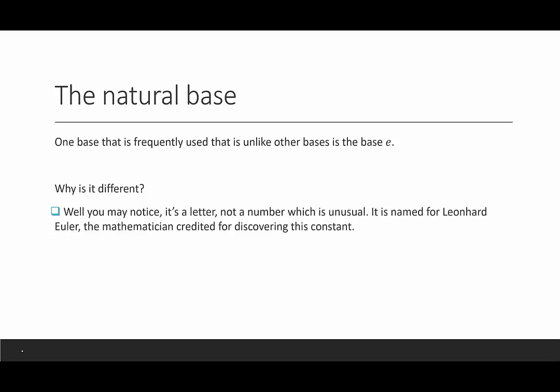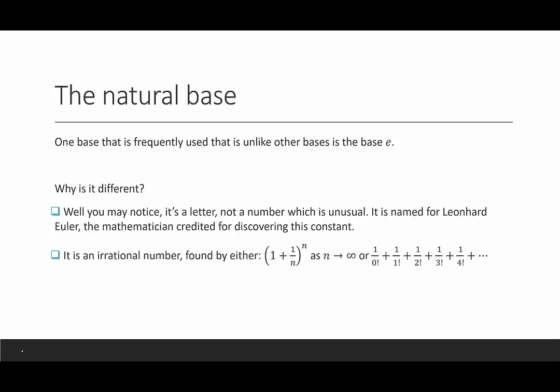Whoever decided to use e, they decided this because it was named for the Swiss mathematician Leonhard Euler, who's credited for discovering this constant. So it's an irrational number, as I stated, and we can find the approximations for it in one of two ways. If we look at 1 plus 1 over n to the n, as n gets bigger and bigger and bigger, that's going to get us really close to this Euler constant. Or if we do 1 over 0 factorial plus 1 over 1 factorial plus 1 over 2 factorial plus 1 over 3 factorial plus 1 over 4 factorial plus and keep going to infinity, that would also get us this irrational number e.